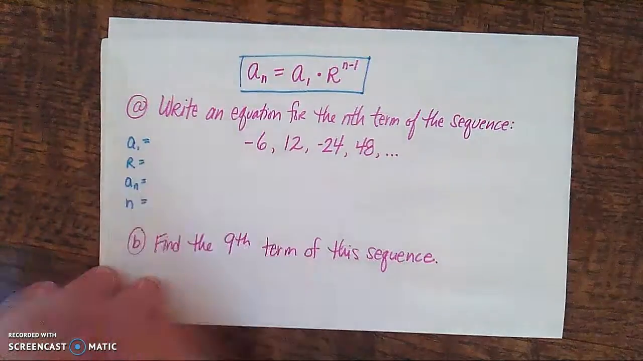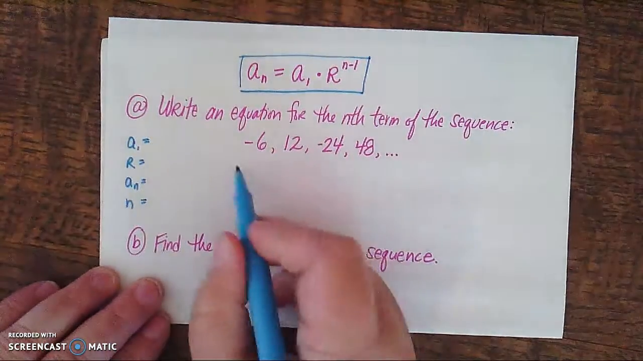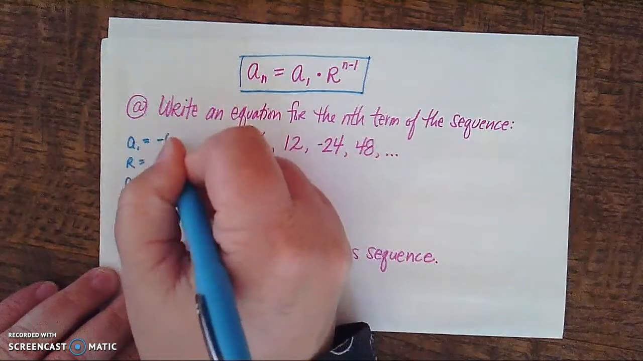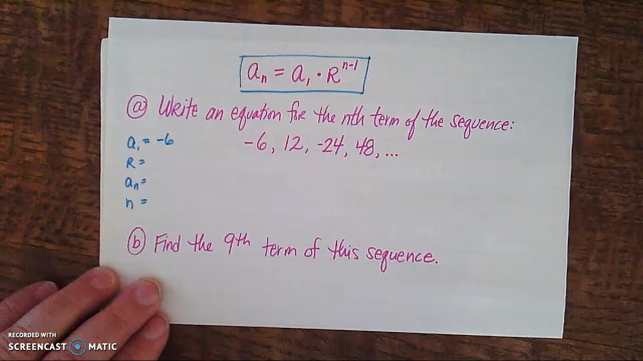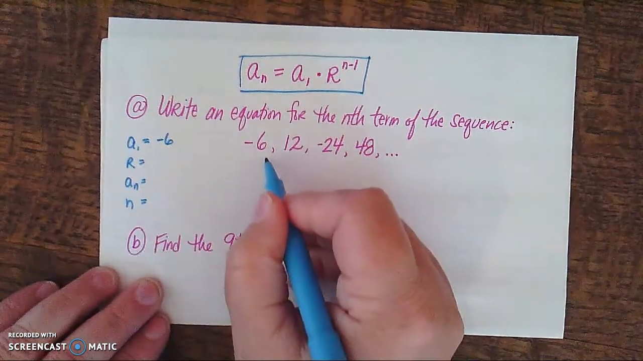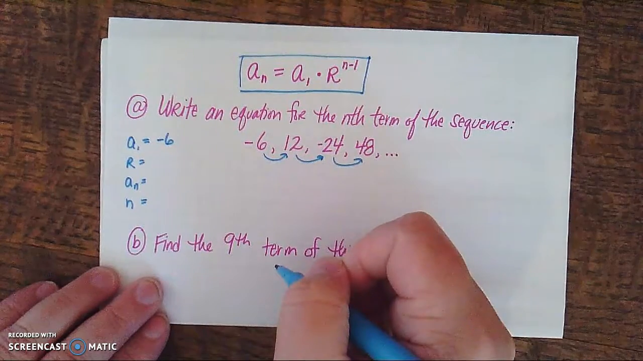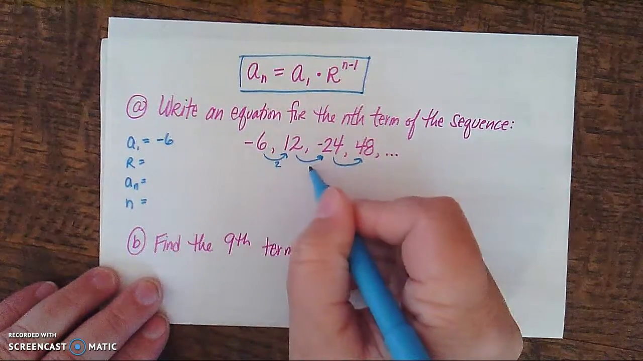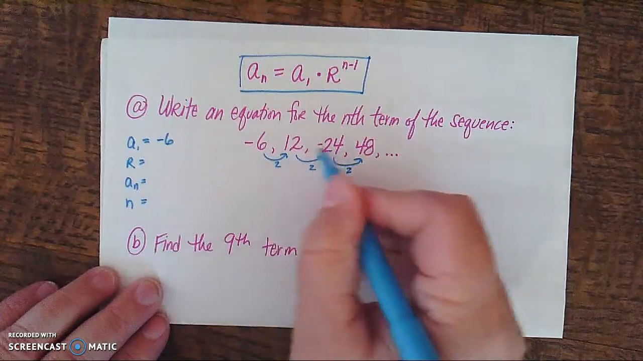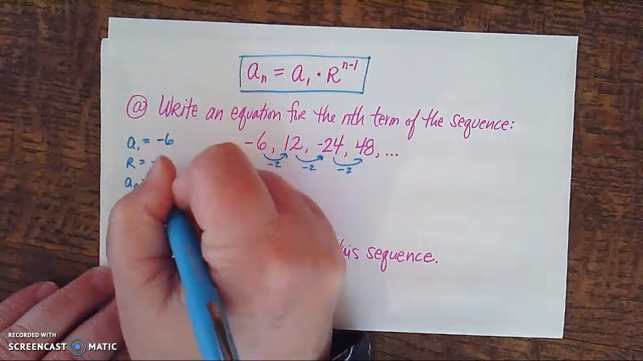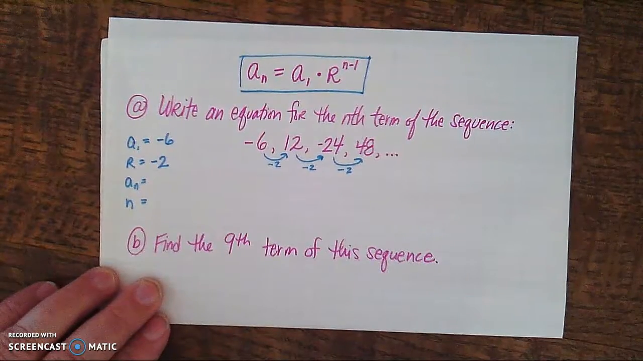A sub 1, remember, is the first term in the sequence. What's the first term in this one? Oh yeah, that -6. What's our common ratio? What are we multiplying by every time? Yep, it's doubling every time, but it's also alternating signs, which means that's going to be a negative there. So our common ratio is -2.